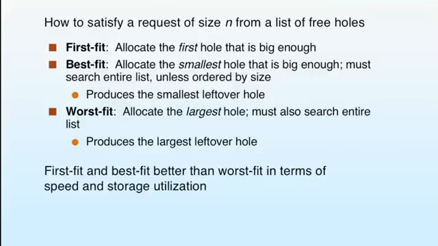Or we can do the worst fit. The best fit is going to produce the smallest leftover hole. The worst fit is going to produce the largest leftover hole. In terms of the worst fit, you allocate the largest hole, and it must also search the entire list in order to do it. But we're going to take the biggest one instead of the smallest, or the best fit. It saves us a little bit of time, but we still have to search through the entire list. So first fit and best fit are better than worst fit in terms of speed and storage utilization, as you could possibly imagine.